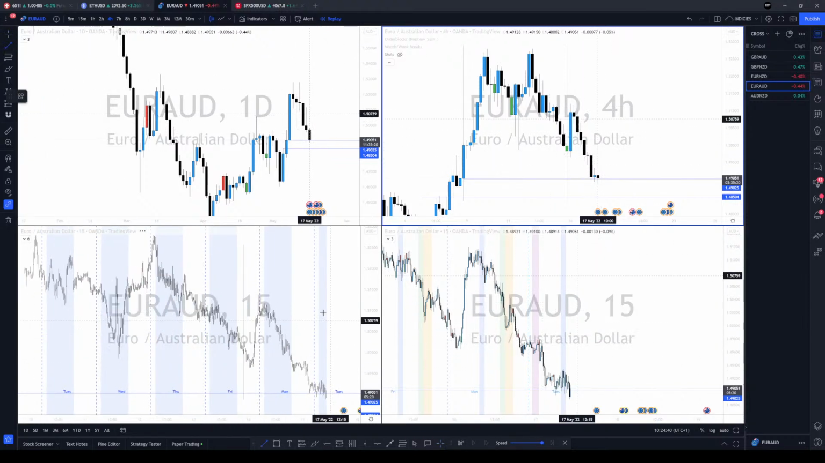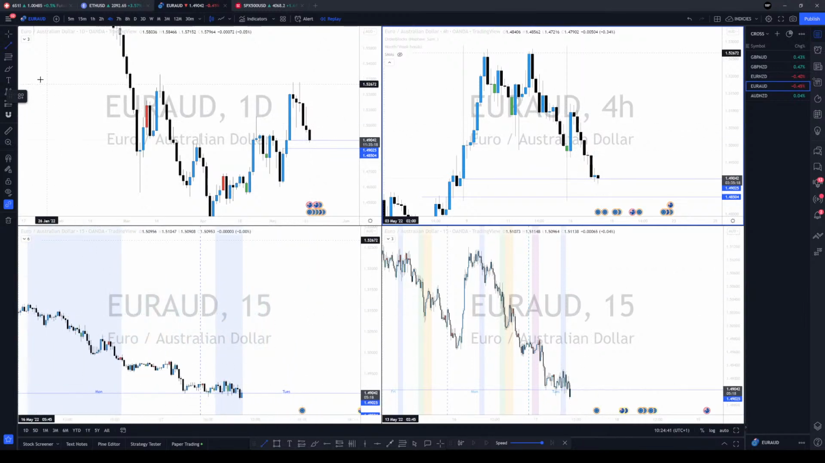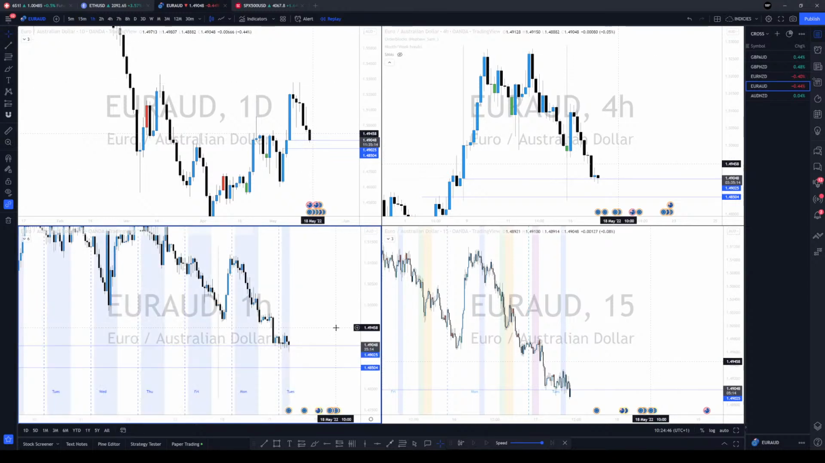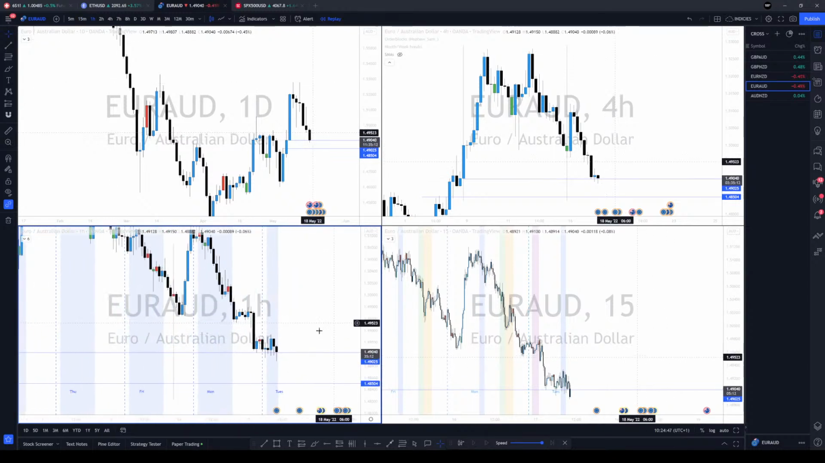You can use the 1 hour. Yeah, it's still the same thing. That's the last big down candle on the 1 hour. If they trade above it, I think it's the same on the H4.